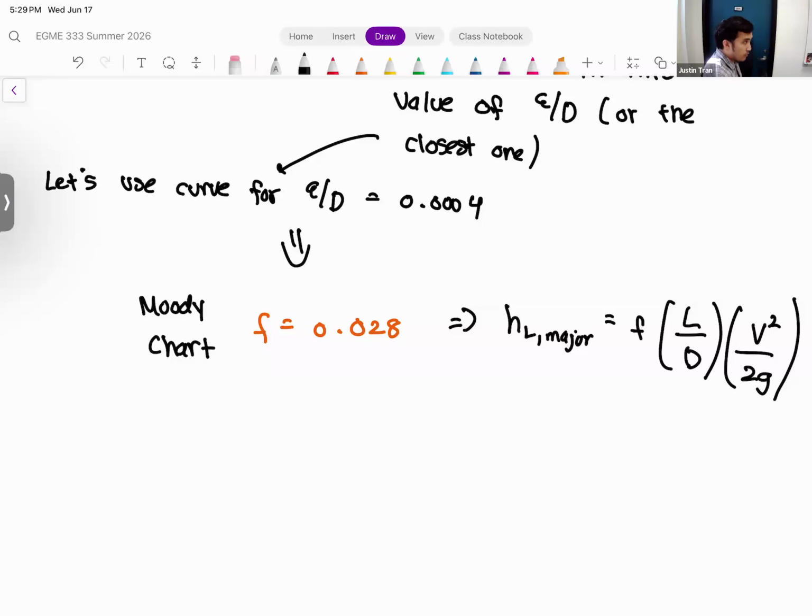All right, good. Everything else in that formula for the major losses we have, because we're given the length of the pipe, the diameter of the pipe, the velocity, and gravity. Of course, we're assuming that we're running this test on Earth. Now we can take this and plug it back into our modified Bernoulli equation to solve for the pressure drop.